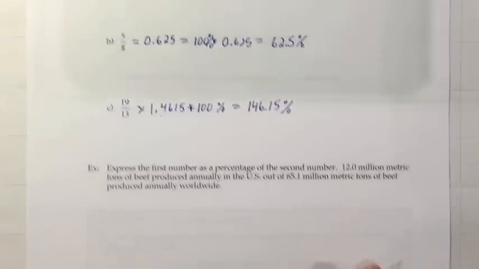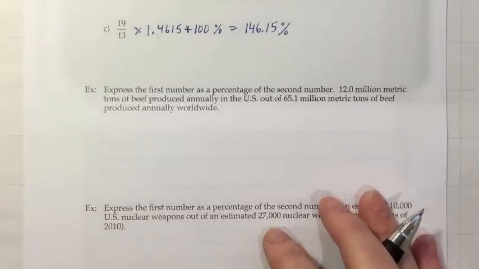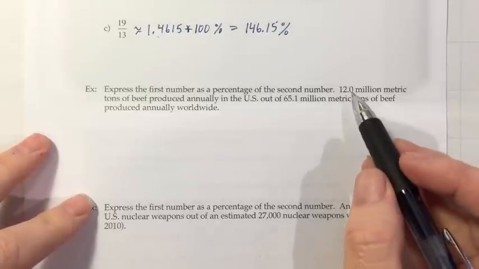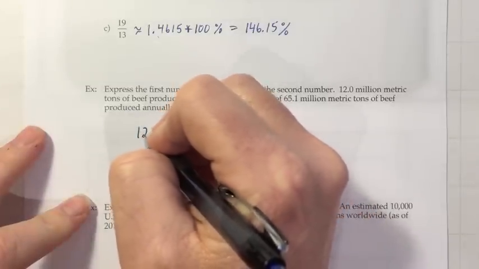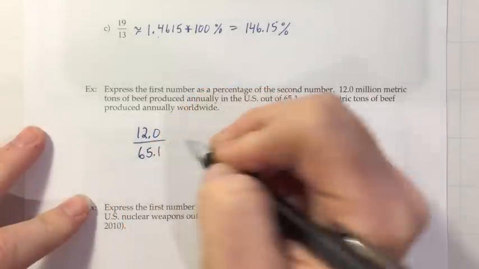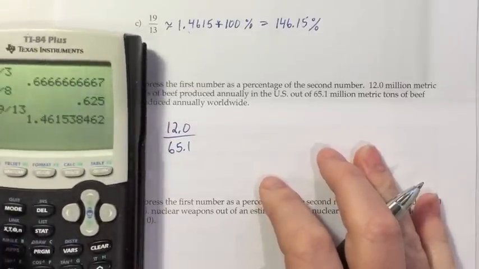All right, so let's move into a couple examples that use that skill. So express the first number as a percentage of the second number. 120 million metric tons of beef produced annually in the US out of 65.1 million metric tons of beef produced annually in the world. So they want the first number as a percentage of the second. When they want that, you take the first one and you divide that by the second one. So if you think about that, that's just like what we were doing up above. So we'll do that with the same technique.